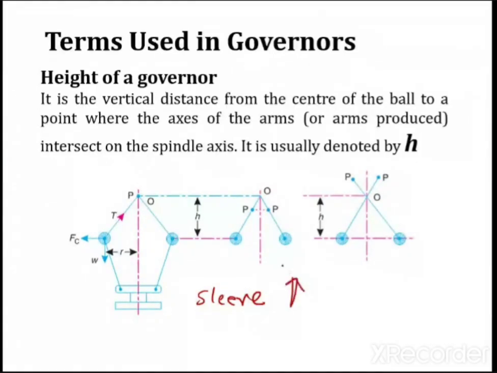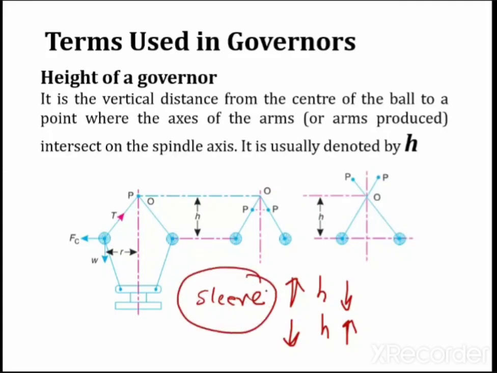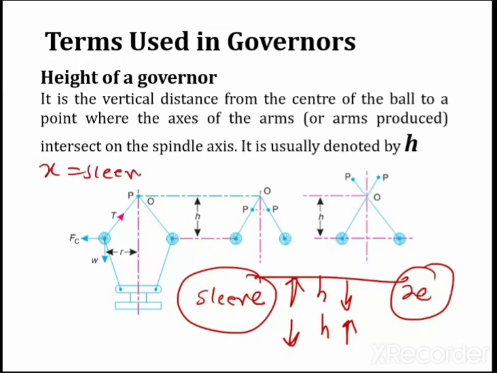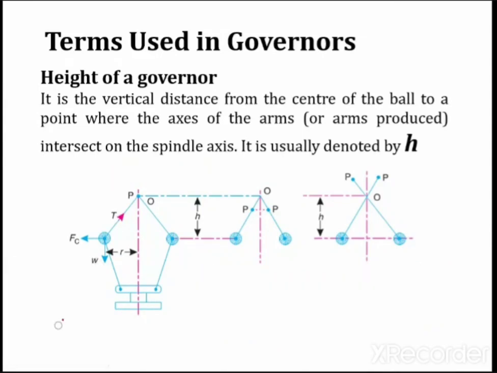That is a very, very important point you have to understand when you're solving a problem. As the sleeve moves upward, the sleeve lift goes on increasing. When the sleeve moves upward, your H will decrease. And vice versa, when your sleeve moves downward, your height H will increase. The sleeve lift is denoted by X, so X is equal to sleeve lift. I will explain later on, but I hope you have understood this. Is it clear? So this is all about the terms.